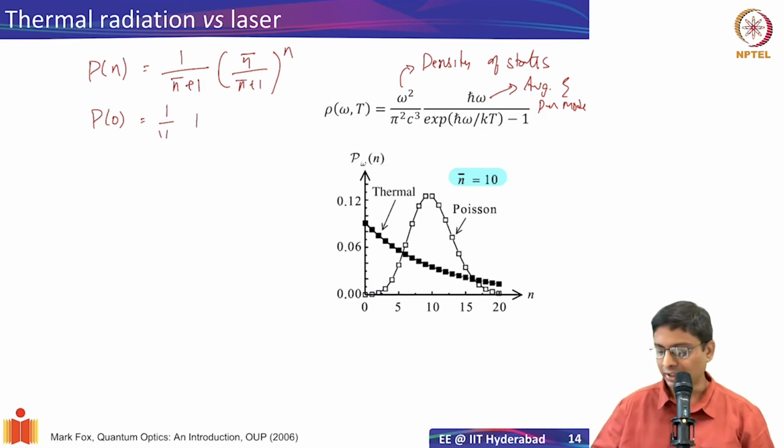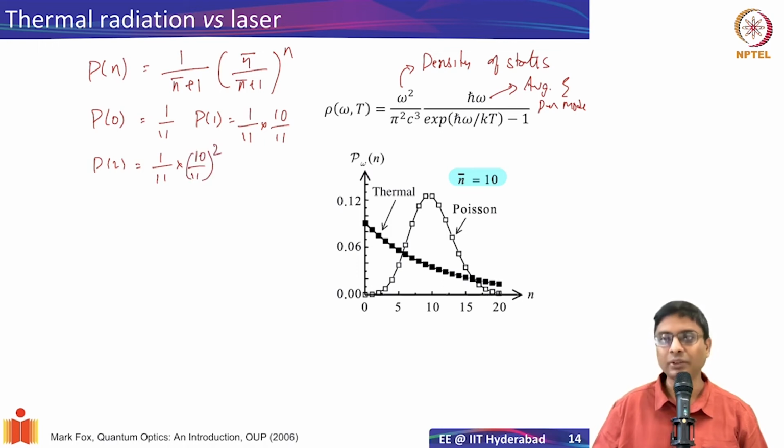The probability of finding 1 photon is going to be 1 over 1 plus n bar, into n bar over 1 plus n bar. The probability of finding 2 photons is going to be 1 over 1 plus n bar into n bar over 1 plus n bar whole squared, and so on. So basically what you will see in this expression, this graph here, is that as the number of photons increases, the probability reduces. At 0 photons you have the maximum probability.